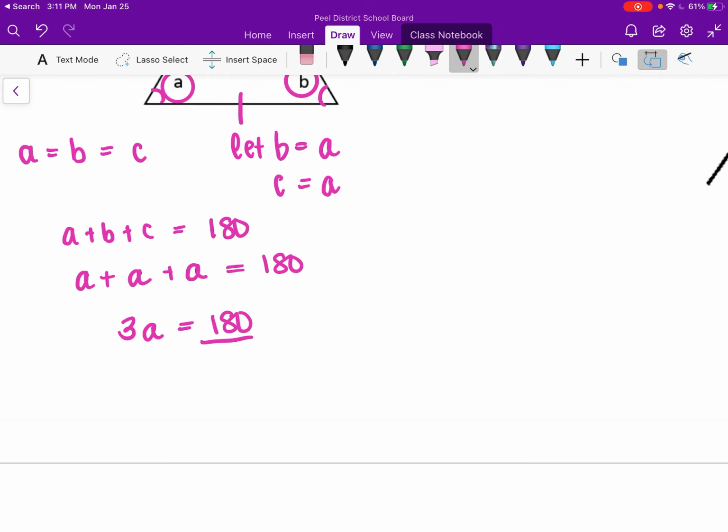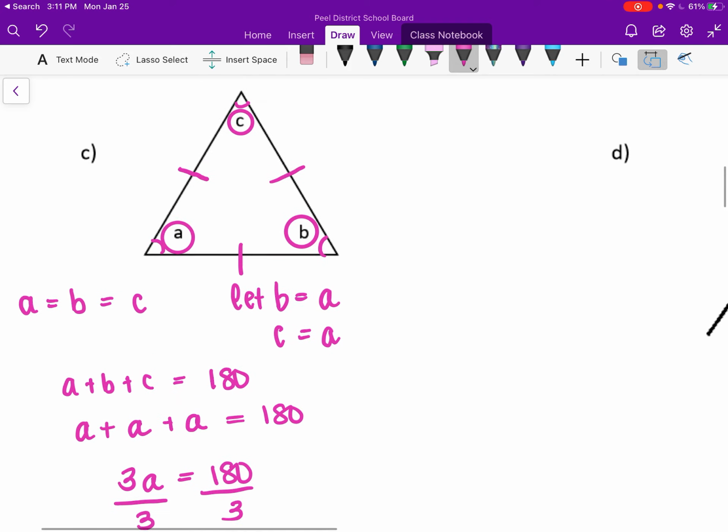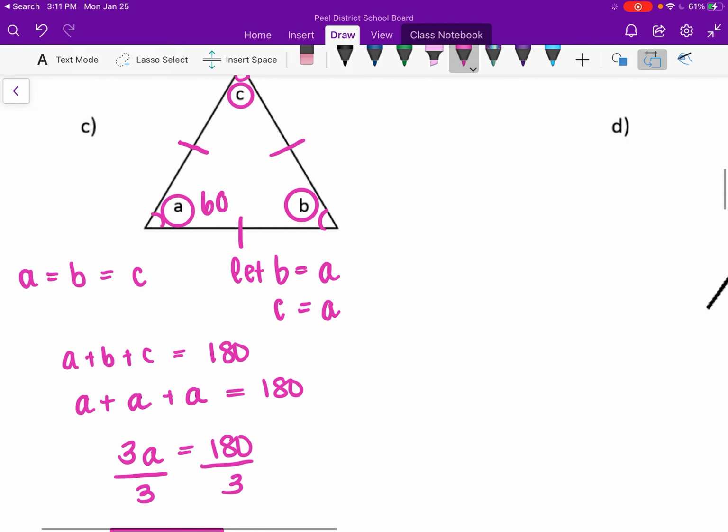And I want to get A by itself, so I'm going to divide both sides by 3. 180 divided by 3 is going to give me 60. So I know angle A is 60. And if I know angle A is 60, I know B is 60 degrees, and I know C is 60 degrees. And that's how I would find that.